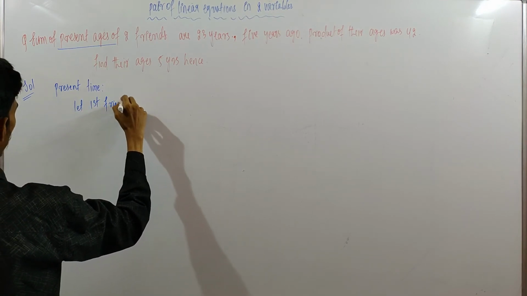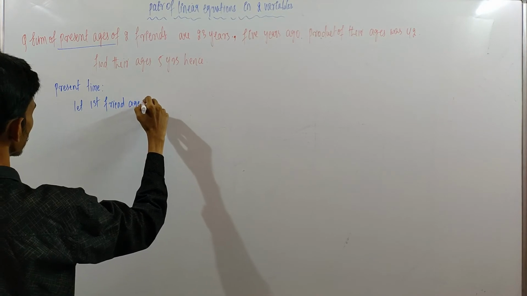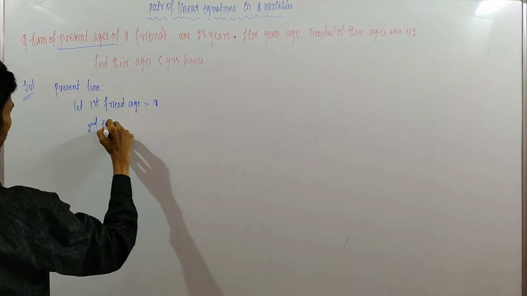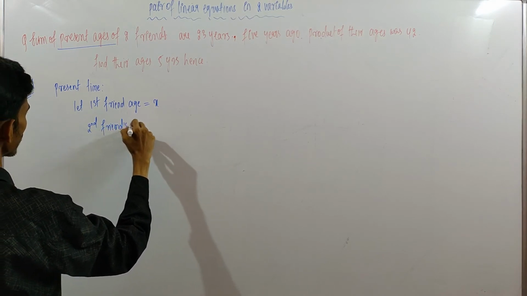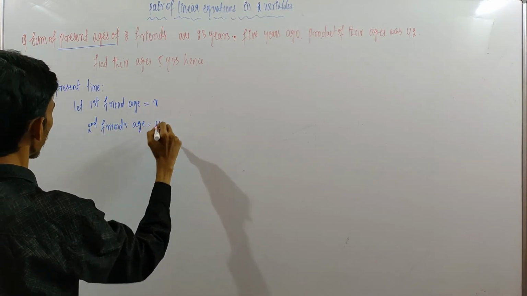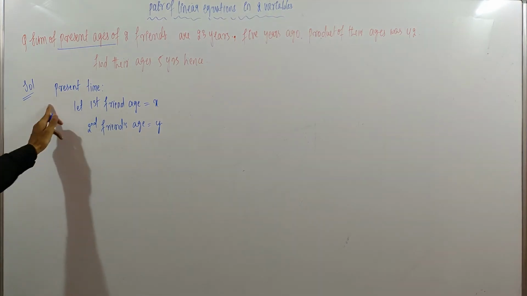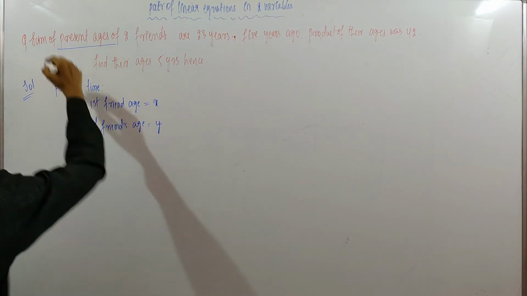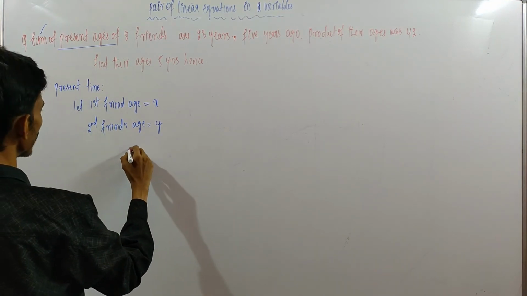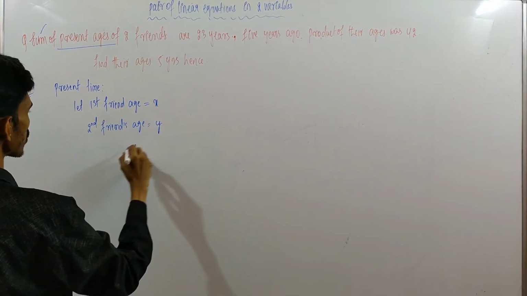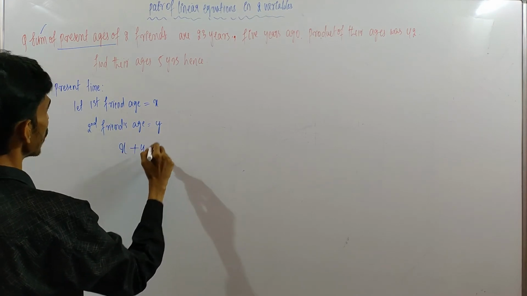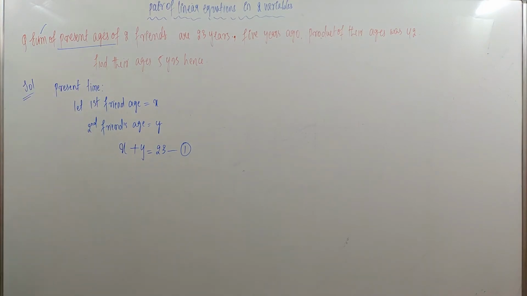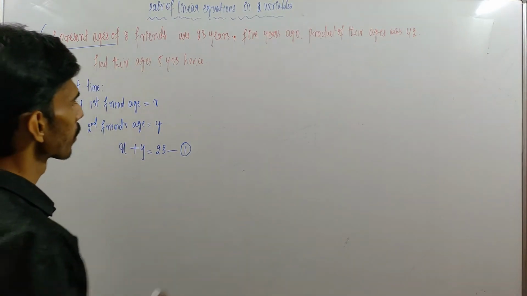Let the first friend's age be x and the second friend's age be y. Let us suppose in present time the first friend's age is x, the second friend's age is y. Here the sum is given. Sum means addition, so the sum x plus y value is given as 23 years. So we have the first equation: the sum of their ages is 23.